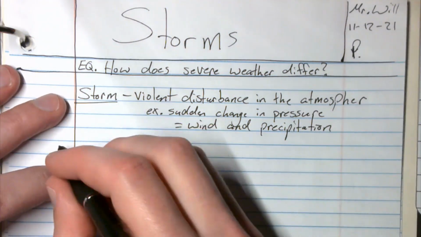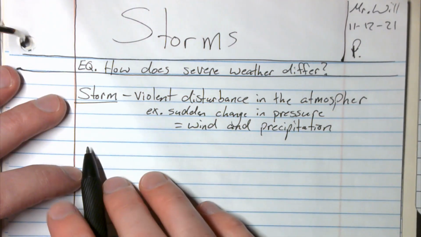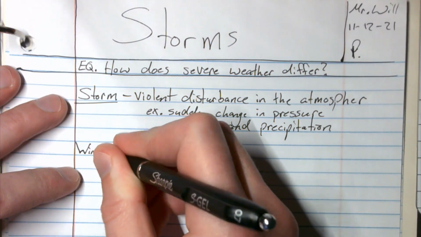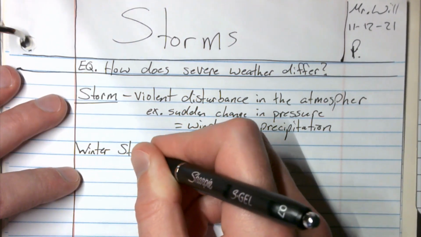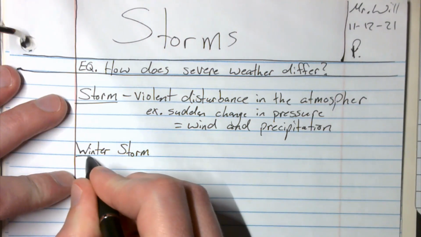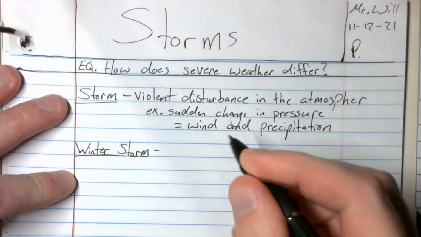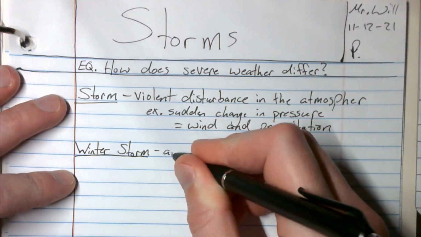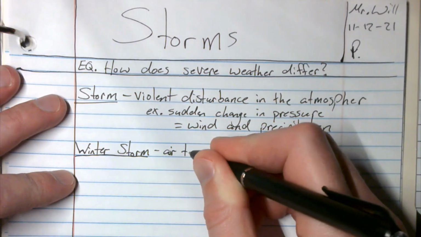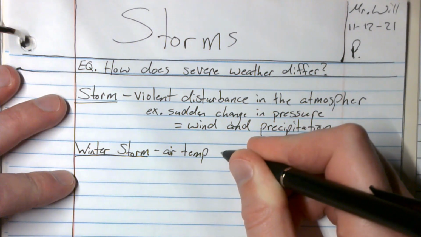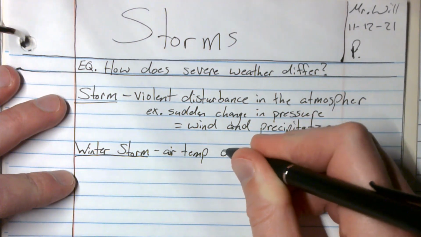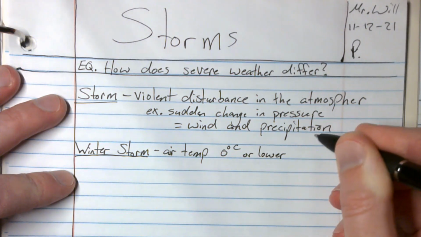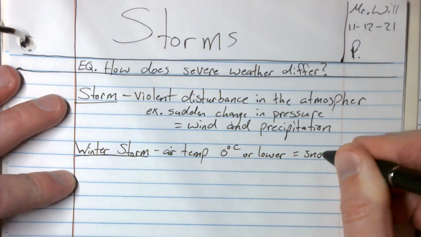Speaking of that, and actually maybe what's even going to happen tomorrow is a winter storm. How convenient. First one of the year. Winter storm. So obviously, since it's winter, the air temp. Oh, I spelled air wrong. Sad. Air temperature is 0 degrees Celsius or lower. And that's going to give us some snow.